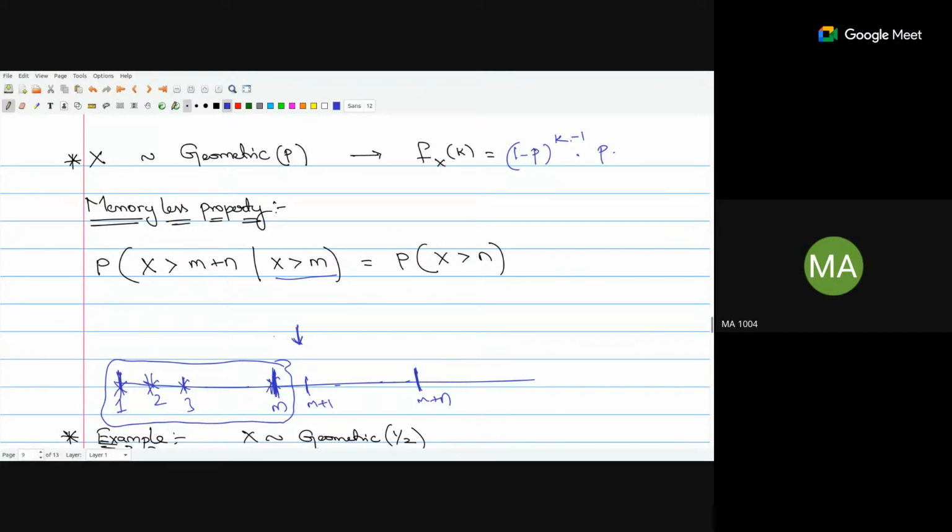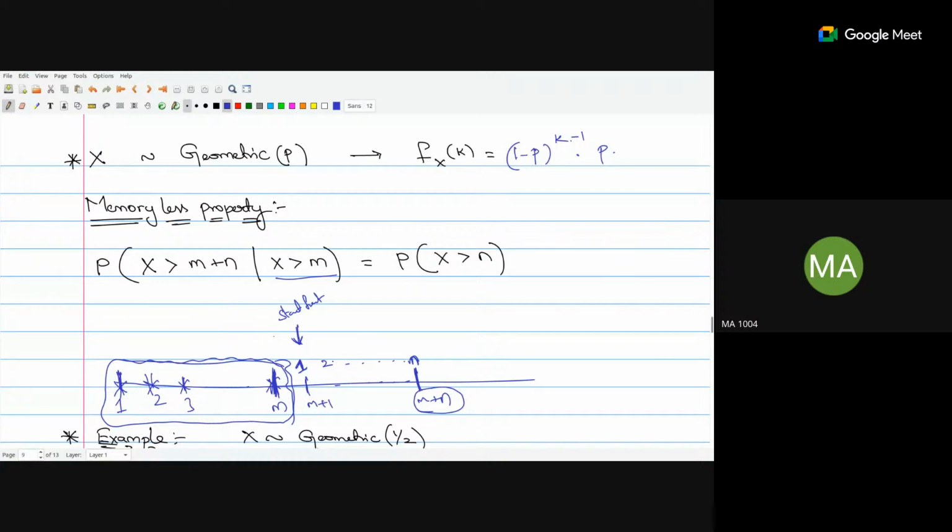Whatever you have done here is a waste of time, kind of thing. Now you have to start fresh. So this is your first toss now. If this is your first toss, this will be your nth toss. Instead of looking at the probability of m plus n given x greater than m, you just start fresh considering that as the first toss. And you just look for the probability that you are going to get your success after the nth toss. So this will be like 1, 2, and this will be the nth toss. So whatever you did till now, whatever the condition you have till now, is a waste.